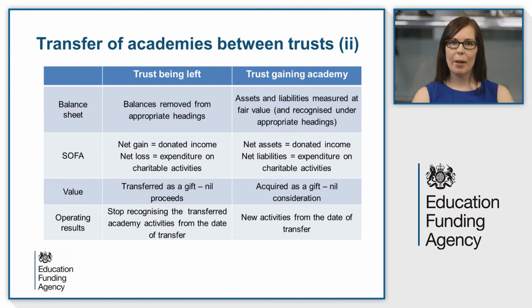There will be no physical payment between the two trusts, as it is different to a normal commercial transaction, so in substance it is a gift. This means that there is also no goodwill generated as a result of the transfer. The transfer of assets and liabilities will be shown within the SOFA as income or expenditure dependent on the bottom line results. Then, from the date of the transfer, the trust gaining the Academy operations will report the financial results.